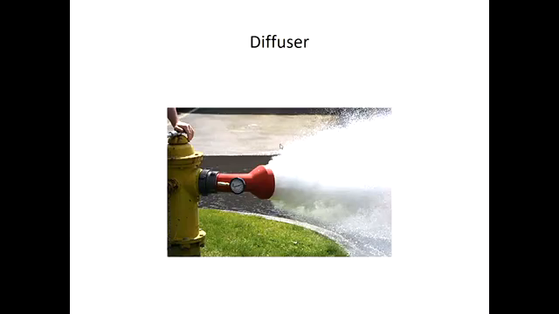Right, diffuser. This is an example of a diffuser. Basically, if you consider Bernoulli's principle, when you increase the diameter, the velocity will drop and the pressure will go up. So that's basically the diffuser here.